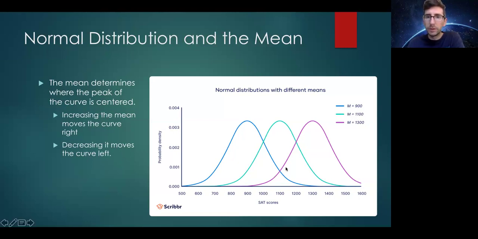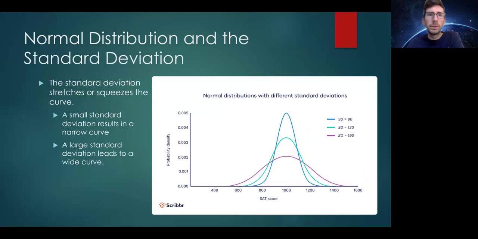So what's important to note here is there isn't just one normal distribution. You can have many different normal distributions that have different means and also different standard deviations. So we saw in the last slide, changing the mean slides your distribution from left to right along your x-axis. And the standard deviation stretches or squeezes the curve.